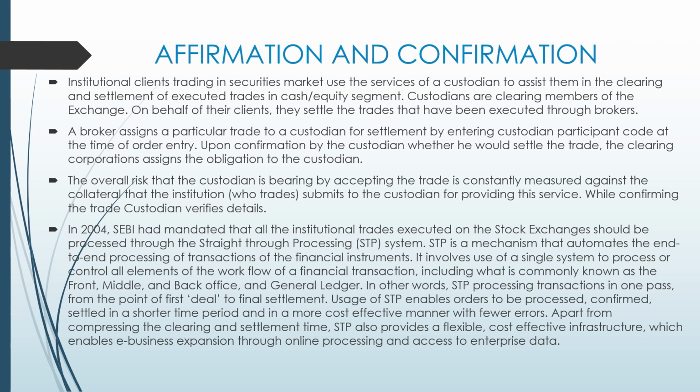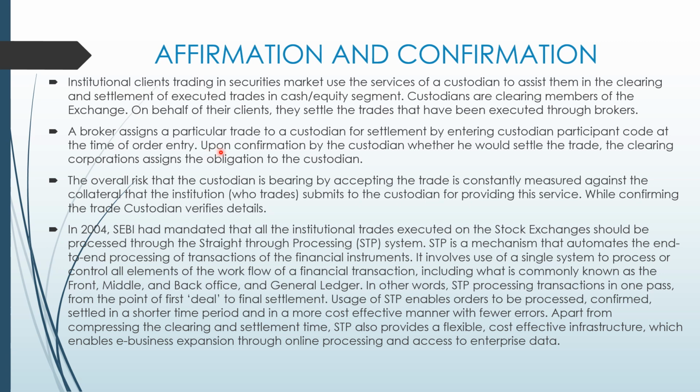Affirmation and confirmation. Institutional clients generally use the services of a custodian to assist in the clearing and settlement of executed trades in the cash or equity segment. Custodians are clearing members of the exchange and on behalf of their clients they settle the trades that have been executed through brokers. A broker assigns a particular trade to a custodian for settlement by entering custodian participant code at the time of order entry.